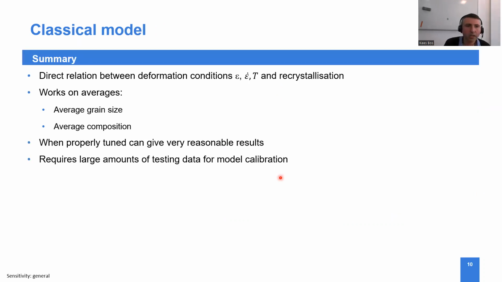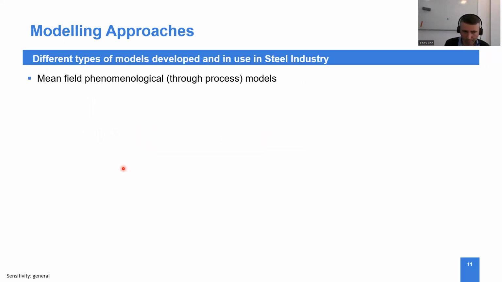So if we summarize these classical models, as I mentioned before, we have this direct relation. So it's not really a physical model which links to, say, material state or material properties. But nevertheless, if properly tuned, it can give very reasonable results. But it does require quite some testing data for the model calibration. So this is, as I said, the baseline. So now if we want to do anything else or better, this is what we have to beat. And in some situations, it's already quite accurate.